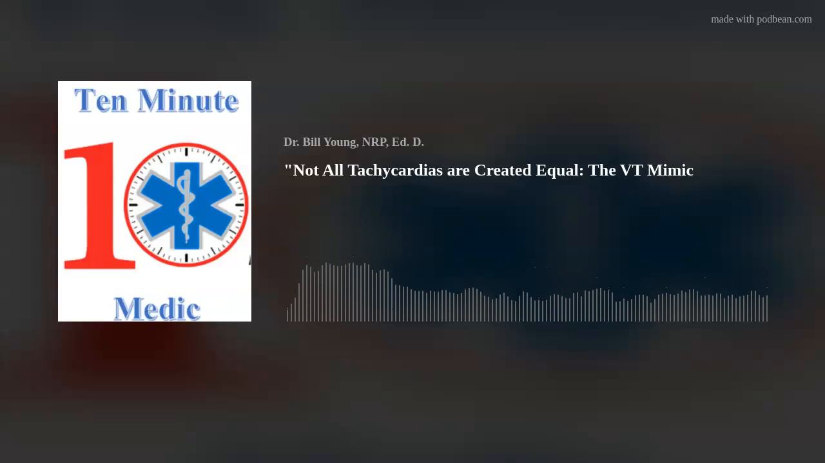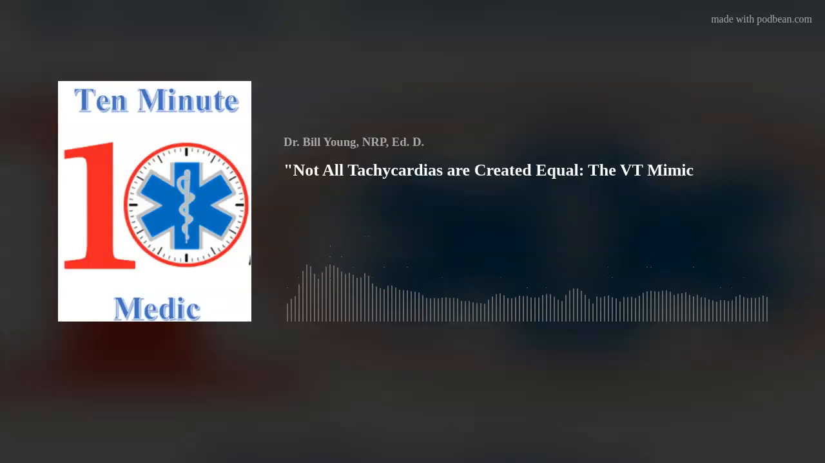This conduction delay occurs often in patients with pre-existing bundle branch blocks or during rapid heart rates where one bundle branch becomes refractory. The result? A wide QRS tachycardia that looks just like VTAC.